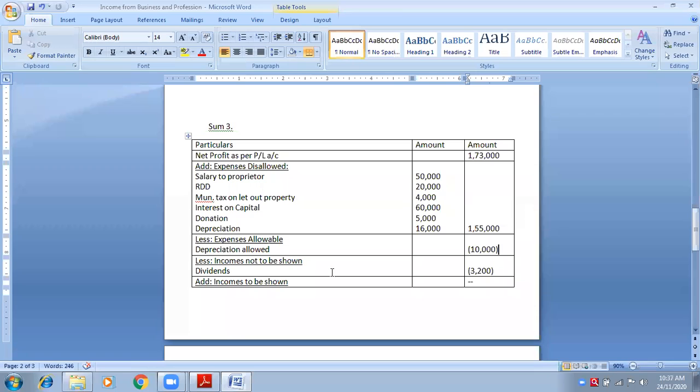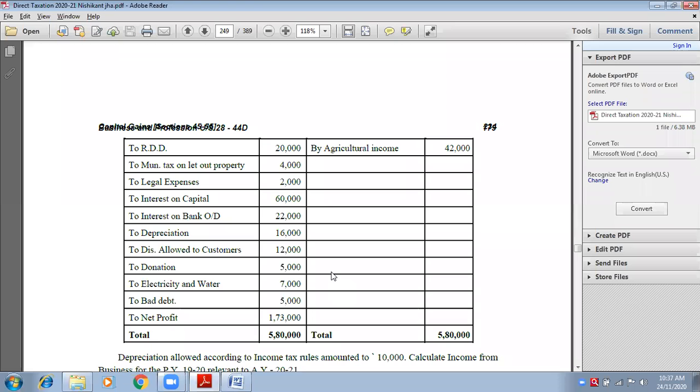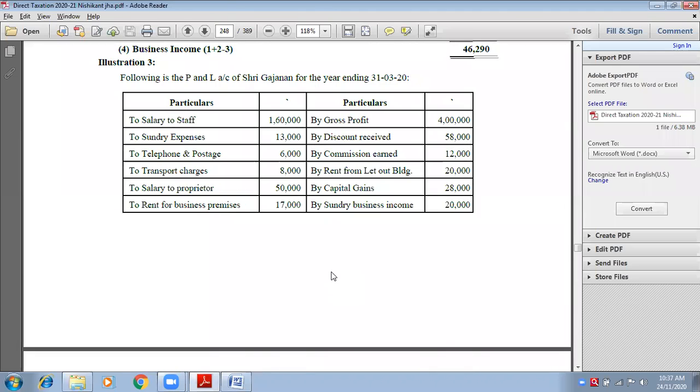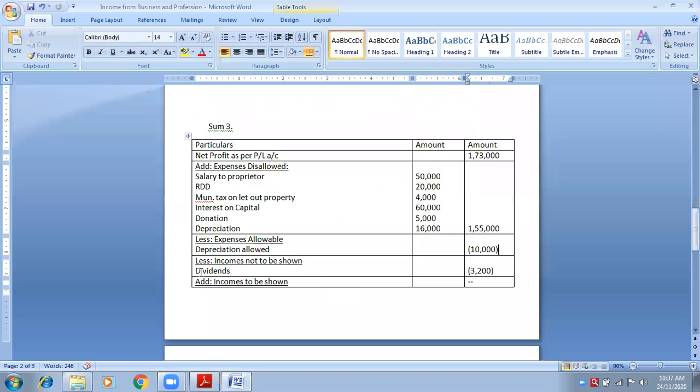Okay. Now, let us come to the next heading of the format, that is less incomes not to be shown. Less incomes not to be shown. Not to be shown means it may be related to other heads. So I will write here slash related to other heads.